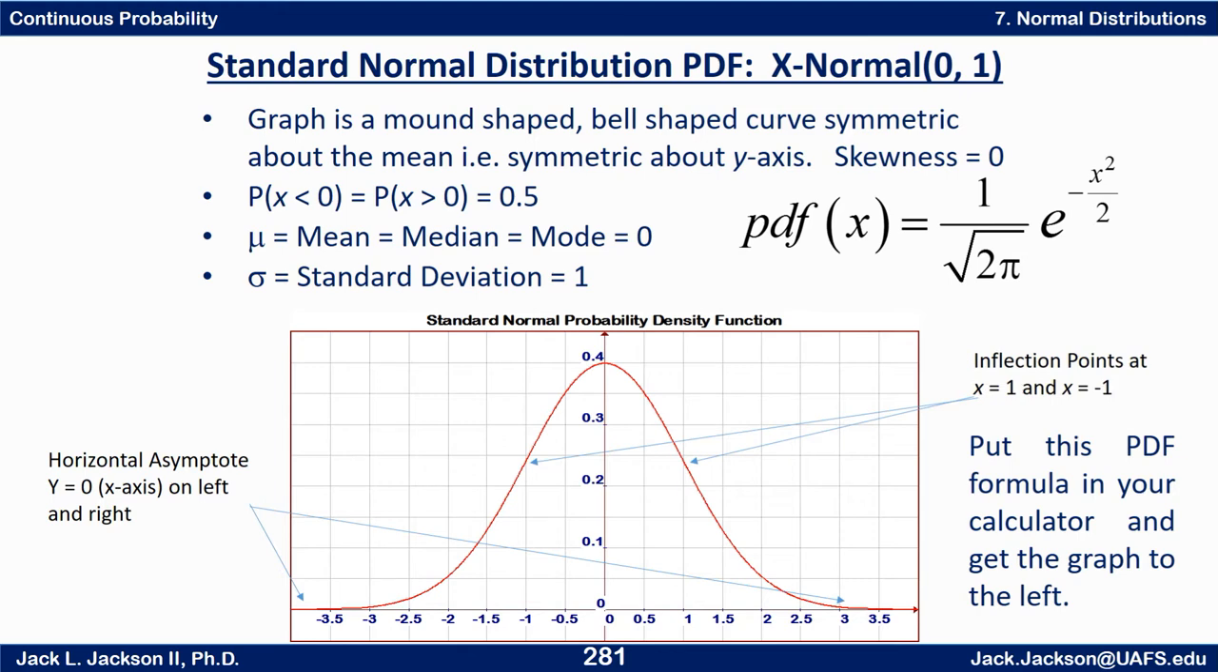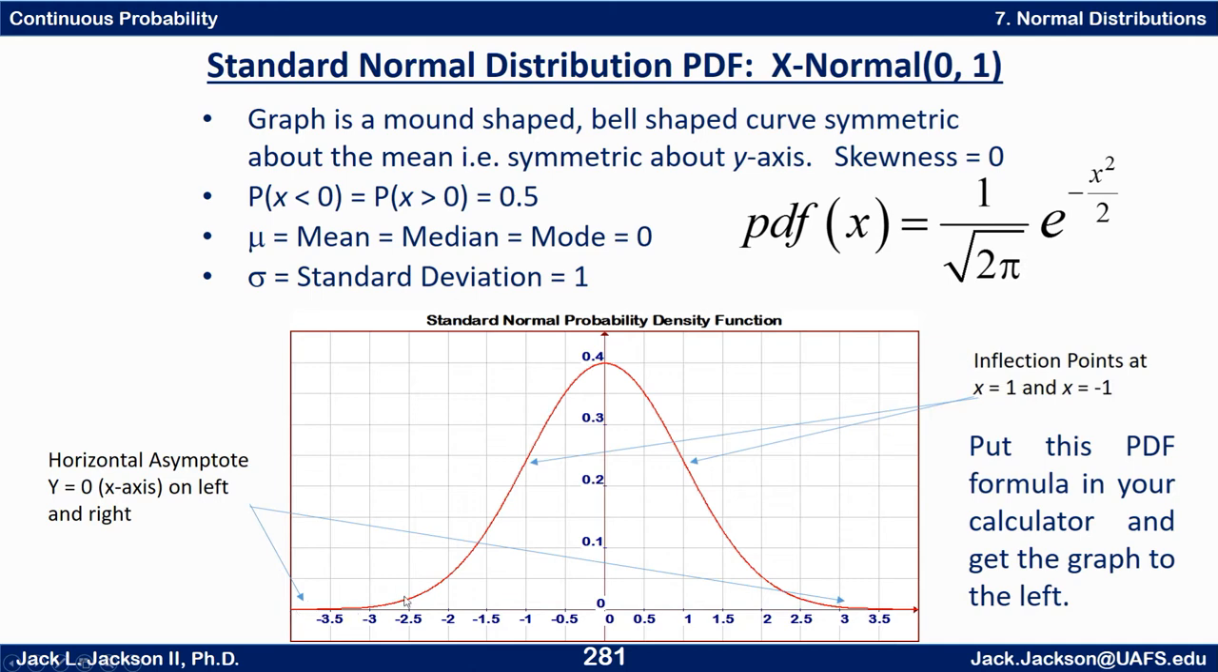So let's look at some other characteristics of the graph. Like most PDFs, it's 0 on the outside. Well, it's not really 0. It's actually positive everywhere, but it's approaching 0 on the right and left side. So it has a horizontal asymptote of y equals 0, in other words, the x-axis, on the extreme left and extreme right. It's coming in from the left.